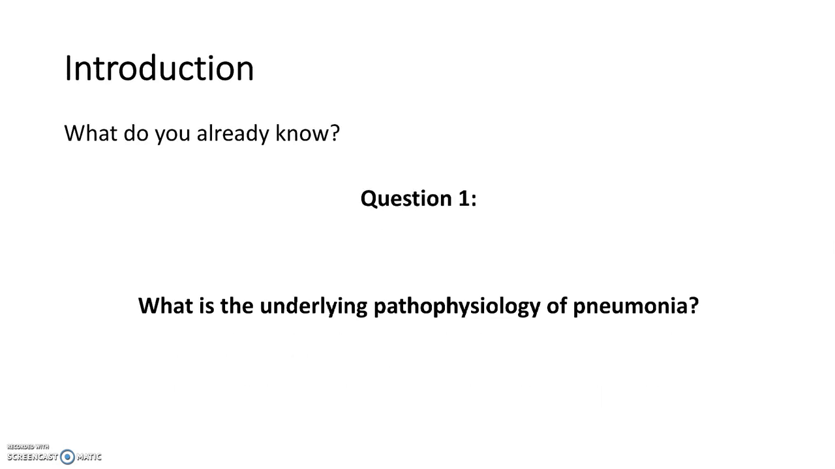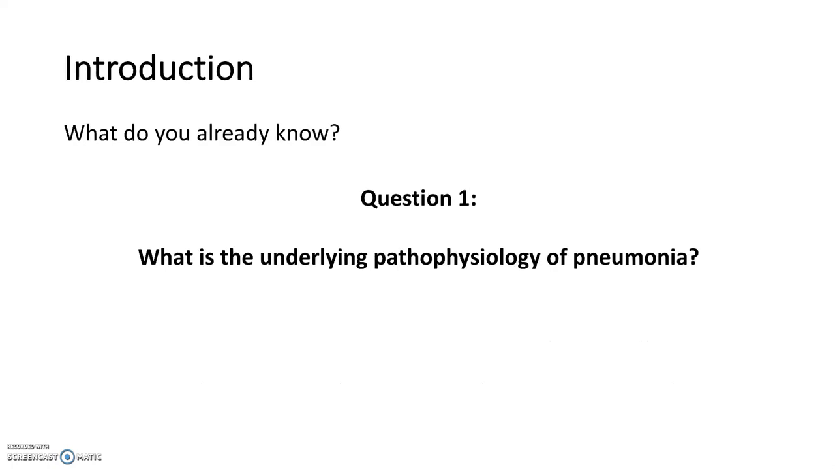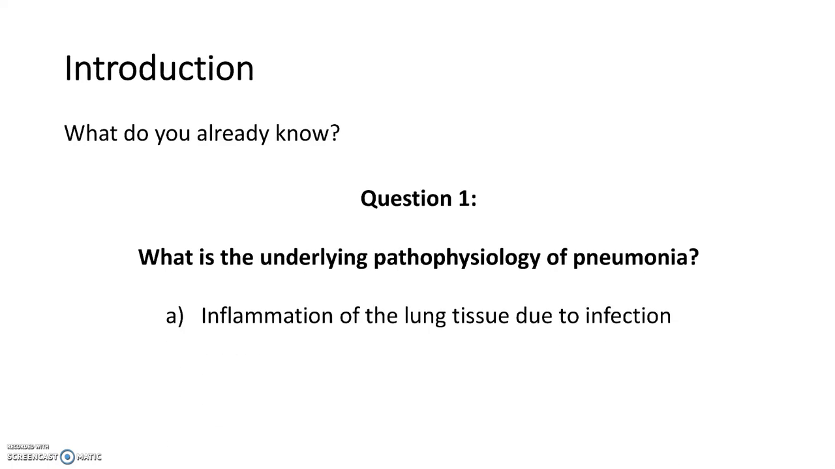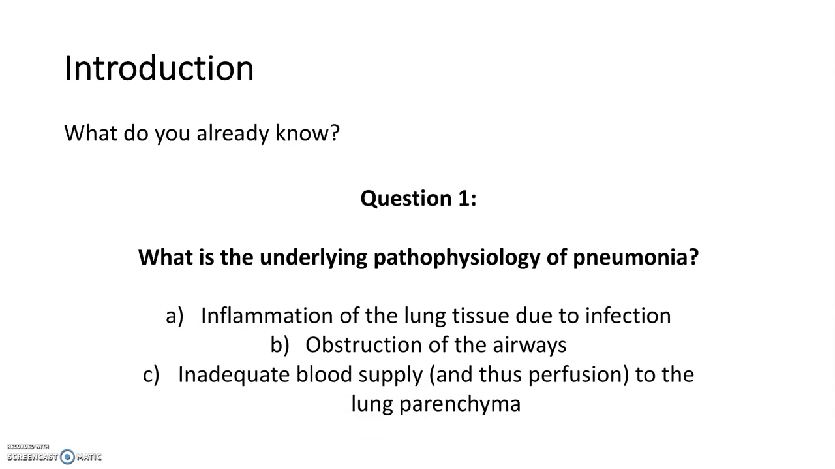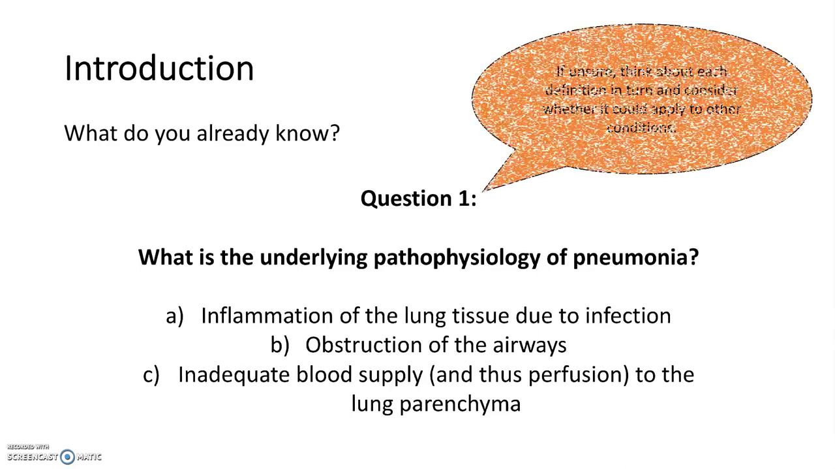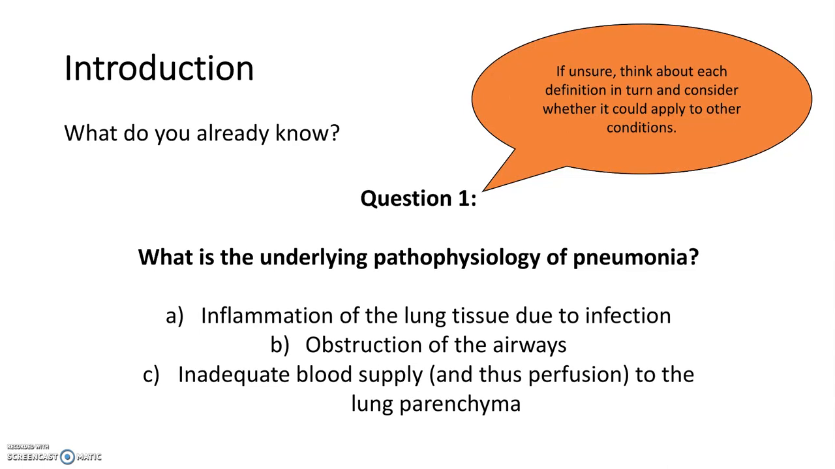So as an introduction, I'd like to ask a couple of questions just to get a brief idea of what you already know about the topic. Question 1. What is the underlying pathophysiology of pneumonia? Inflammation of the lung due to infection, obstruction of the airway, or an inadequate blood supply to the lungs? And the answer is A. Inflammation of the lung tissue due to infection.